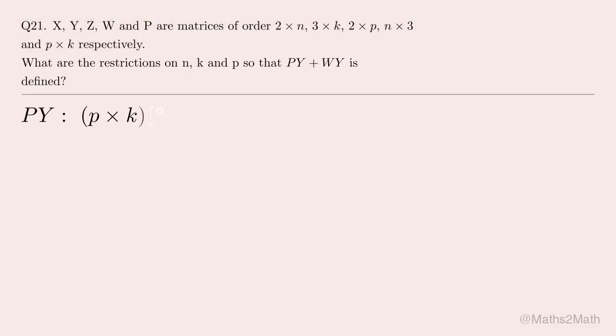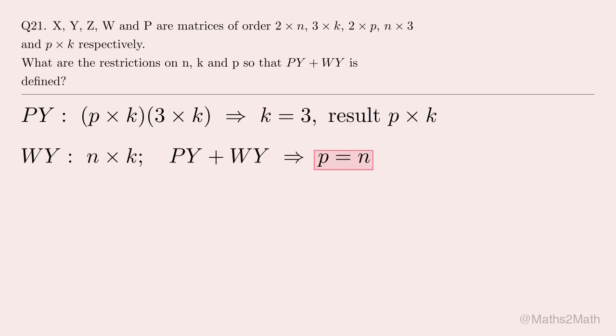P by k times 3 by k needs k equal to 3, and then the product is p by k. Why is n by 3 times 3 by k defined, with shape n by k. For the sum, p must equal n.